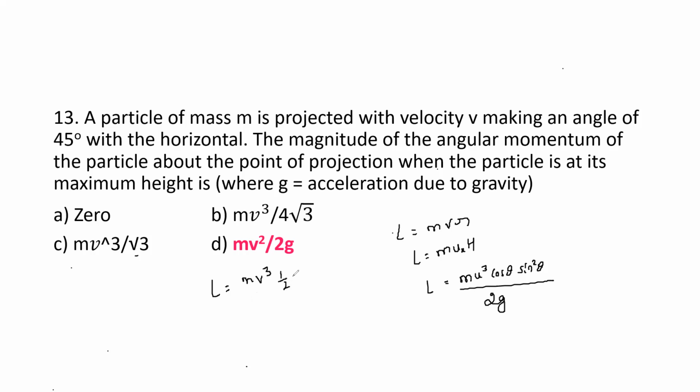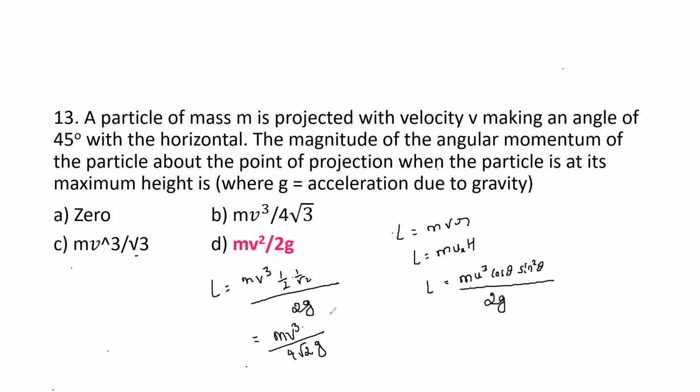So if you want, we can write it as 1 by 2 into 1 by root 2 divided by 2 into g. I'll keep 2 into g as it is. G is given only as acceleration due to gravity, so if you see the options, we need to keep the terms as they are. No need to substitute any values. Simplifying, it becomes m v cube into 1 by 2 into 2, which is 1 by 4. Therefore it becomes m v cube divided by 4 root 2 into g.